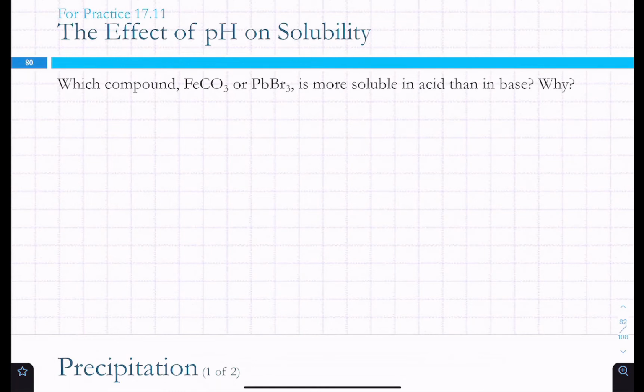So which of these compounds would you expect to be more soluble in acid than in base? We have iron carbonate, and we have lead 3 bromide.